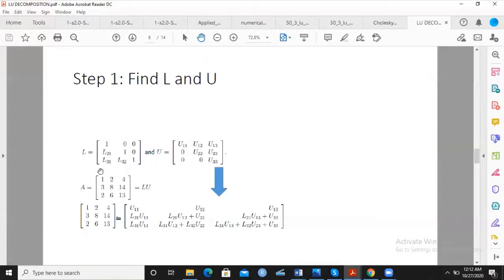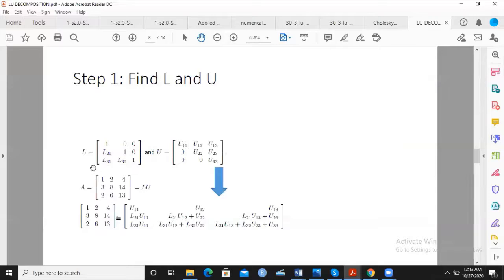And once you are done with these 9 unknowns, you have actually obtained L and U. Okay, so let us do it together. When you multiply L with U, what will happen? First row, first column: 1 times U11, 0 times 0, 0 times 0. So you have U11 here. Next, first row, second column: U12 plus 0 plus 0. So you will have U12.